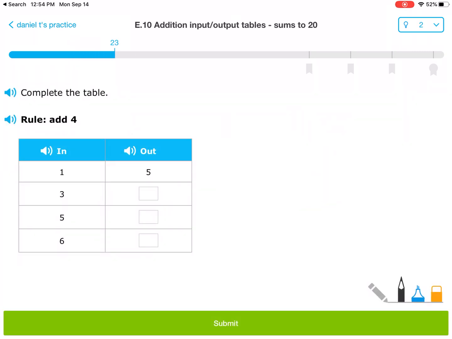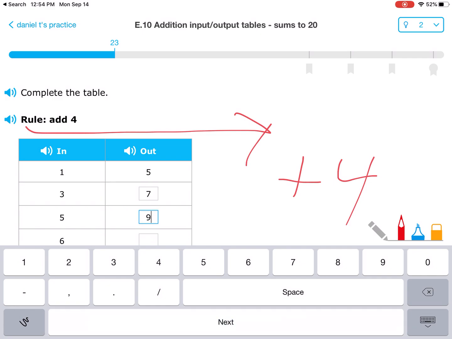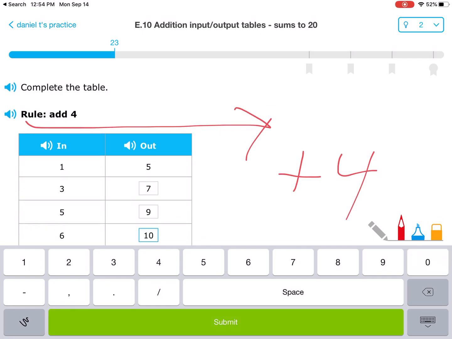Now I'm going to add 4. Again, we're moving from left to right, and I'm going to add 4. So 3 plus 4 is 7. 5 plus 4 is 9. 6 plus 4 is 10.